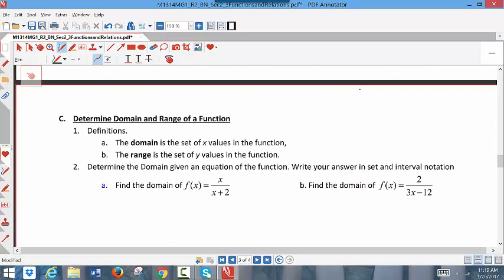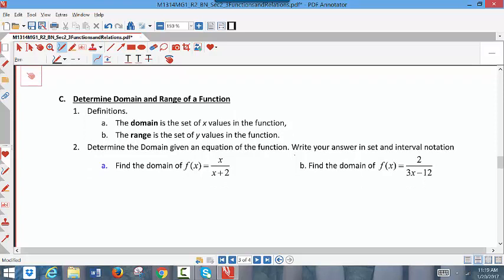Alright, part C. Now we're making a transition into finding domain and range. So we've already talked about how a function must pass the vertical line test. We've talked about function notation. We've talked about x and y-intercepts, and now we're going to talk about domain and range. Domain refers to x values, and range refers to y values. We usually write these in interval notation. So your domain will be an interval of x values, and your range will be an interval of y values.